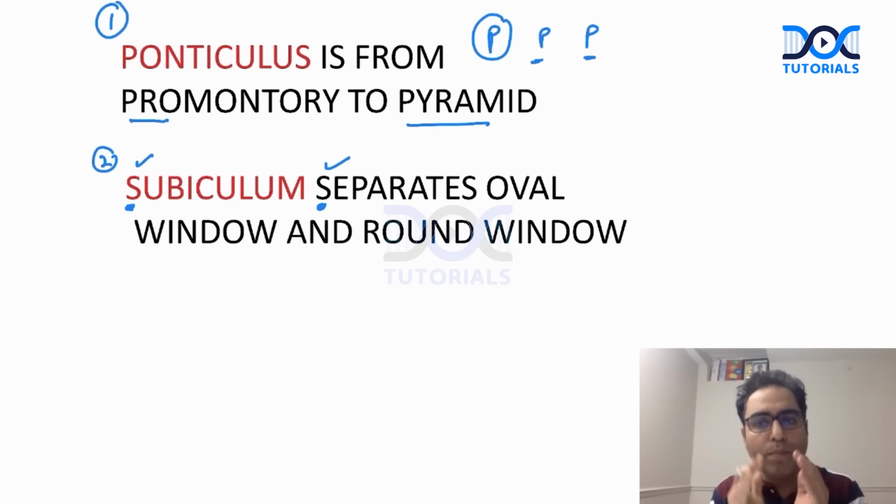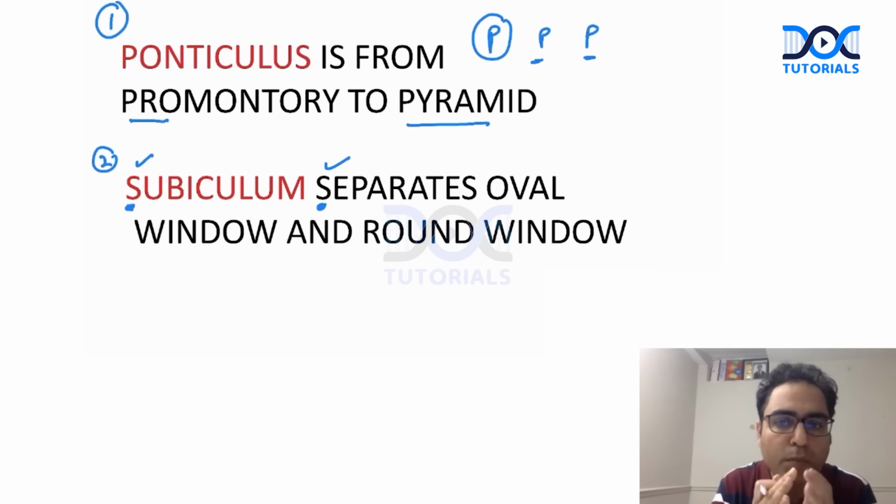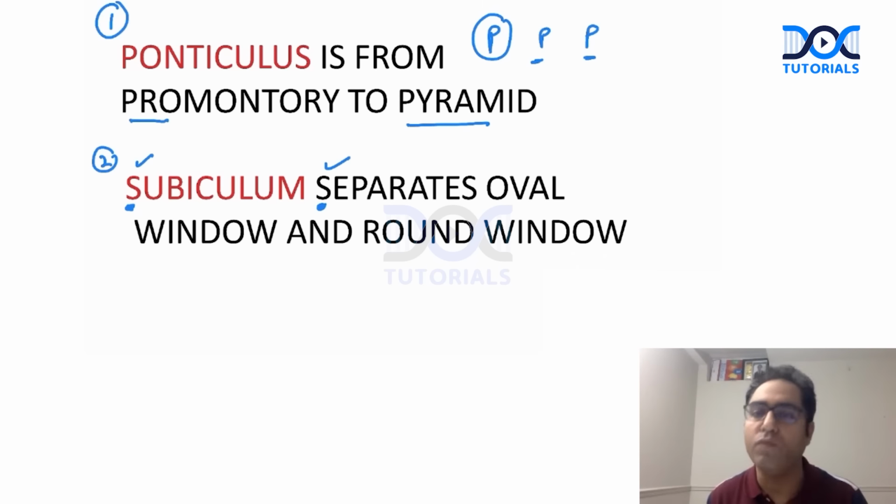So there are two bony spicules on the medial wall of the middle ear. Number one, ponticulus is from promontory to pyramid. P. Number two, subiculum. S for subiculum, S for separates. Subiculum separates the oval window area from the round window area.